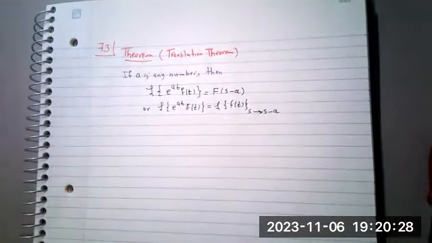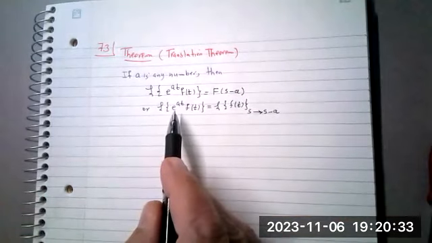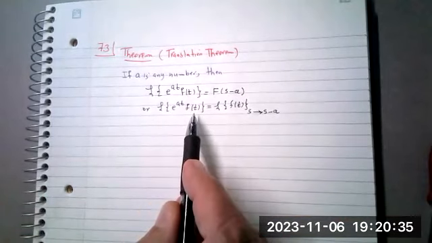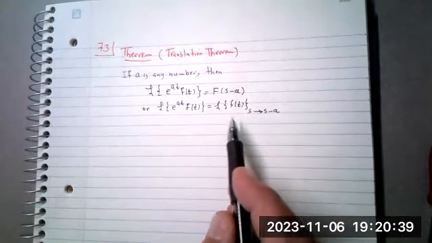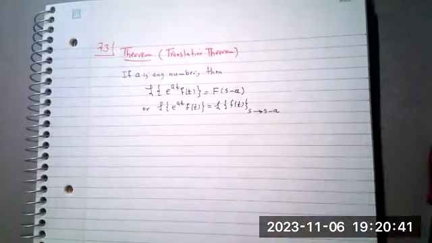And when we apply it, this is the way we do it. As soon as you see this coefficient, you can drop it. You can find the Laplace of f of t, but when you find it, you change the s into s minus a. Very easy to prove. I can prove it for you.